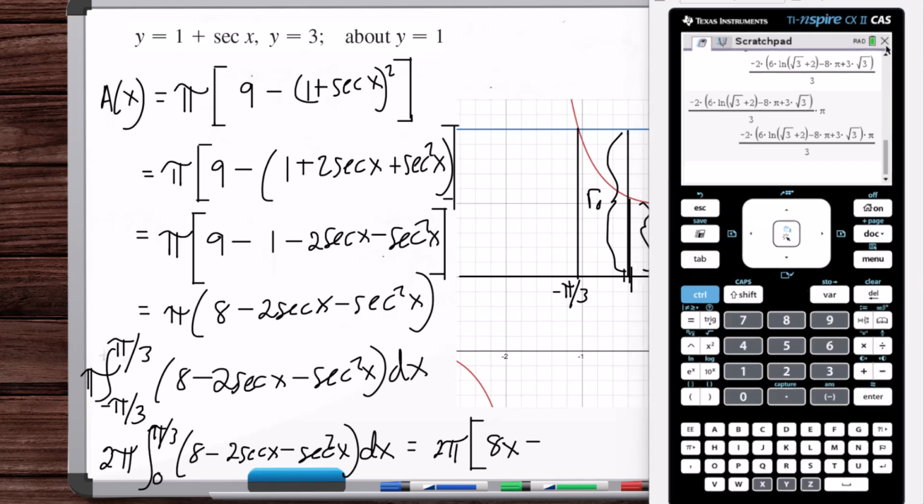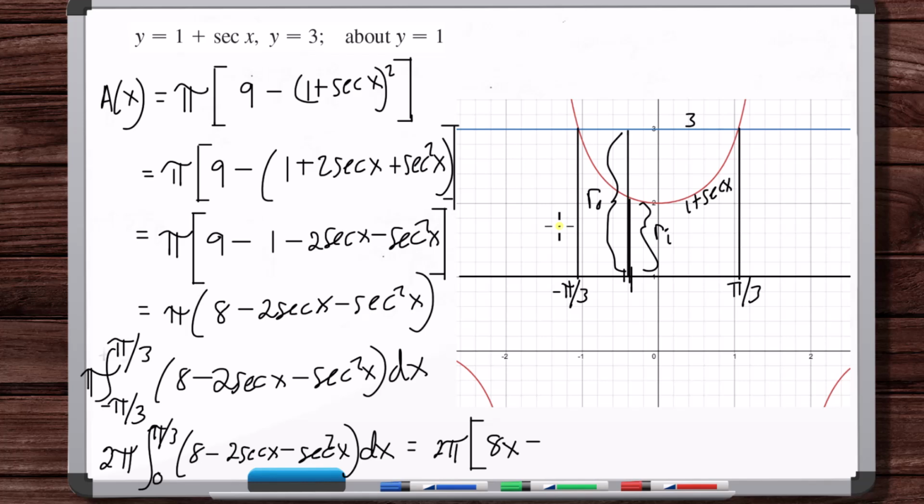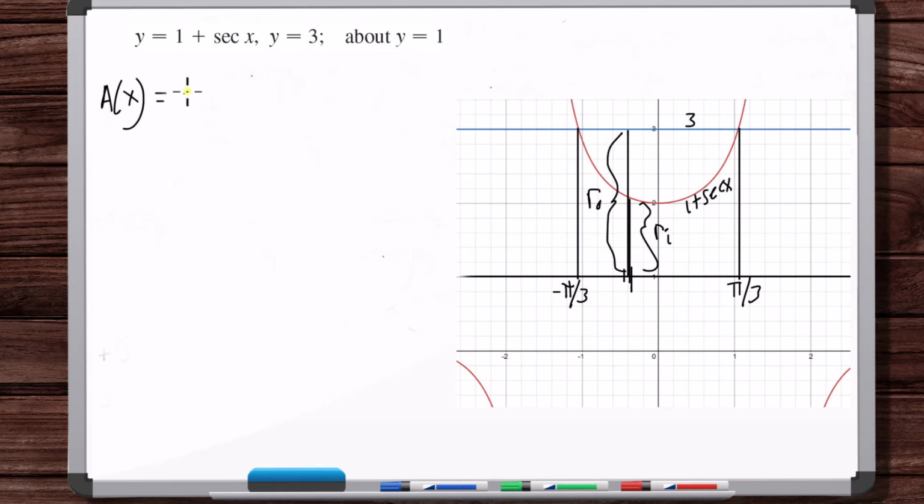Okay, something is messed up, and what I messed up is this R outer. So we got pi, and then what is the R outer? We want to do R outer squared. What is this RO? We have to be careful here because we're rotating about y equals 1. The function is relative to the actual x-axis.